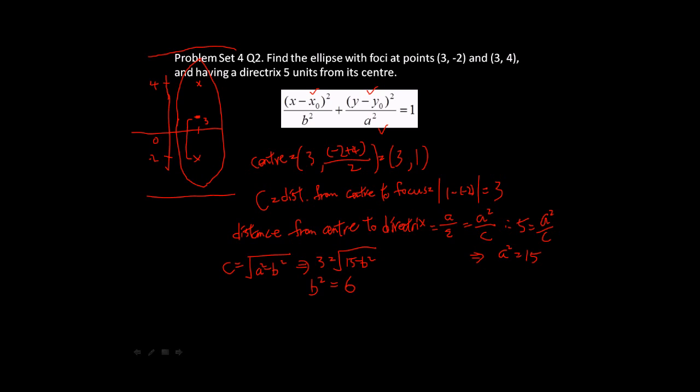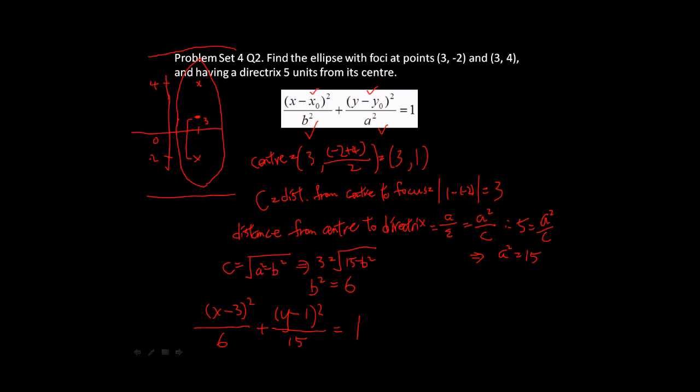Alright, so right now we have B squared as well, and because of that we can arrive at the solution of this problem, which is x minus the x coordinate of the center, which is 3, squared over B squared, which is 6, right? And plus y minus the y coordinate of the center, which is 1, squared over A squared. A squared is 15, and equals 1. Alright, so we have the solution of this problem.